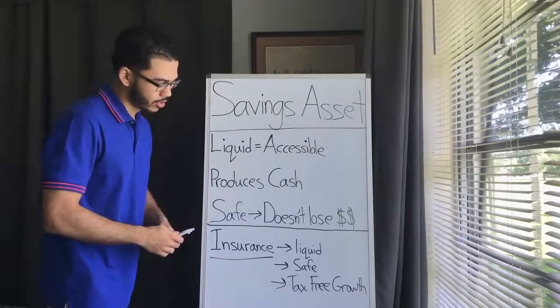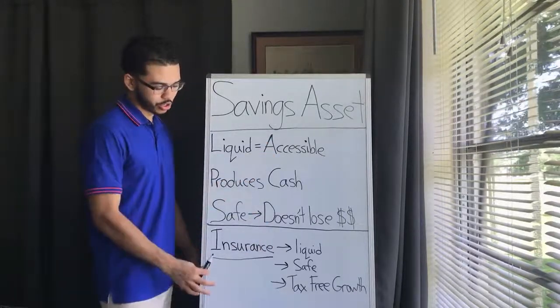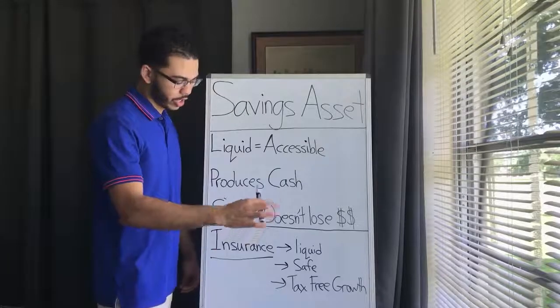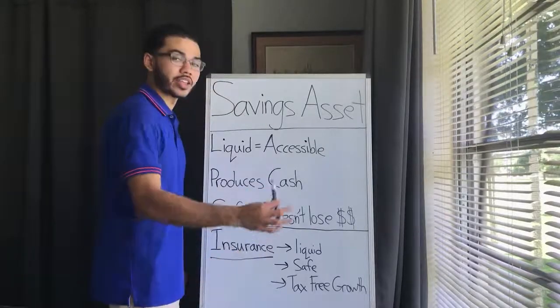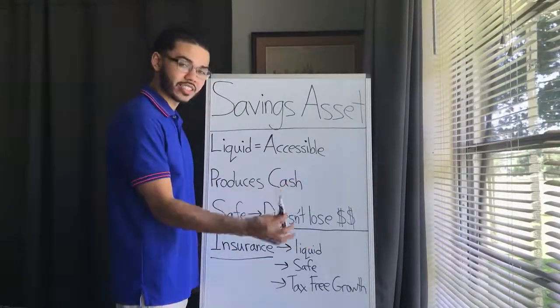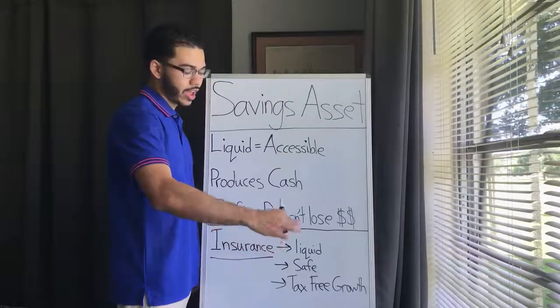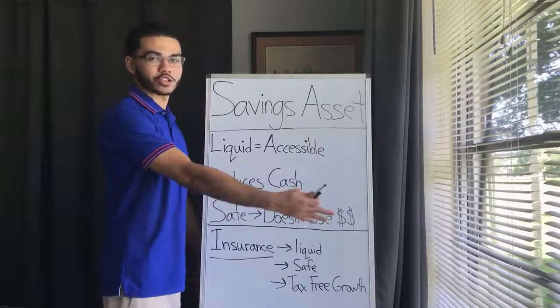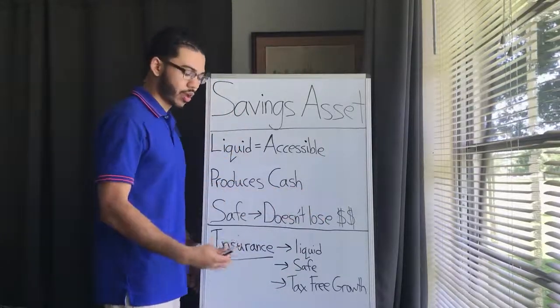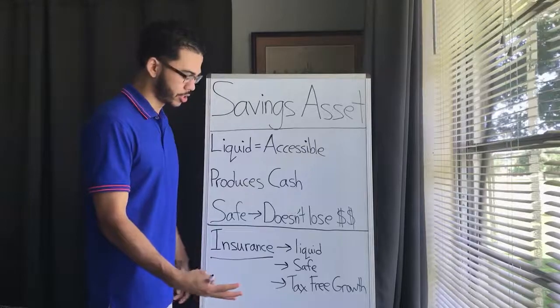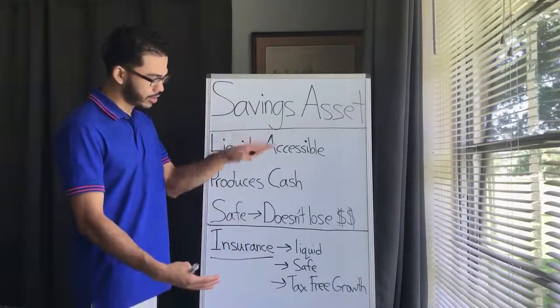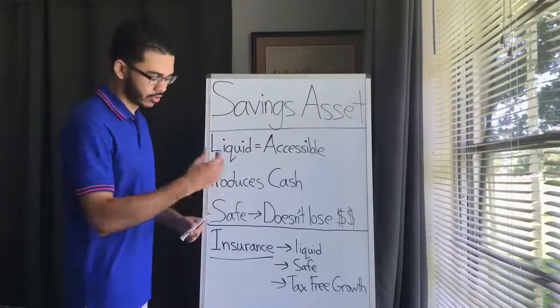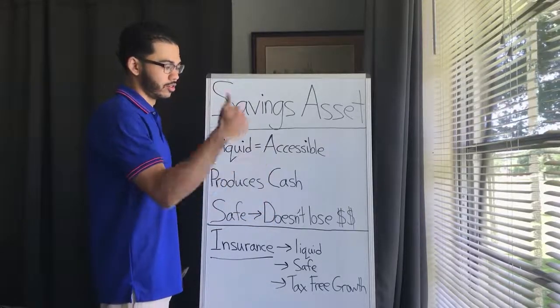So, protection is insurance. Insurance is something that is liquid, it's safe, and produces cash. But I wrote down here tax-free growth, which is another way of saying it produces cash. So did it follow the top three here? Sure it did. So now it's qualified for a savings asset.